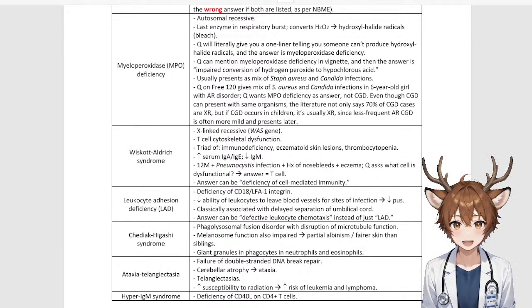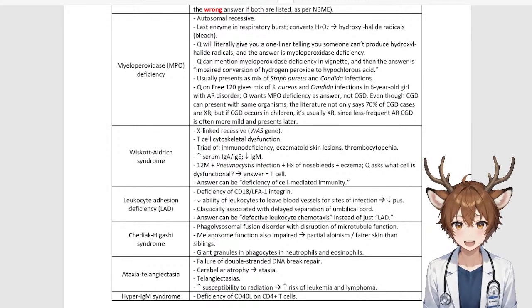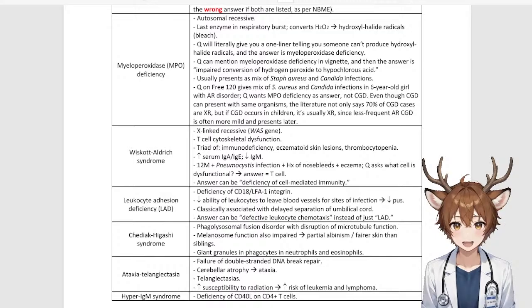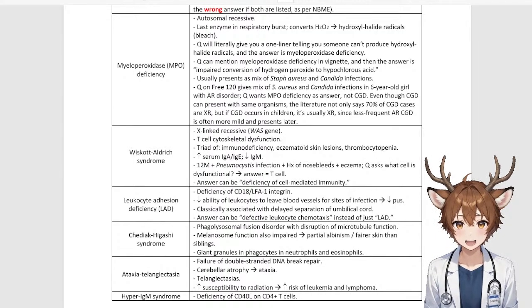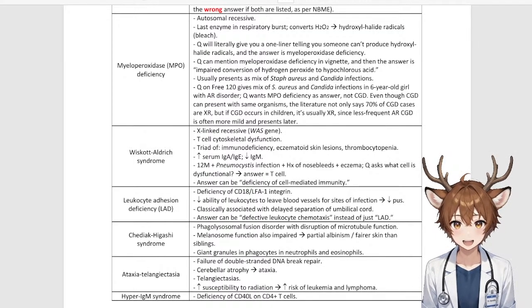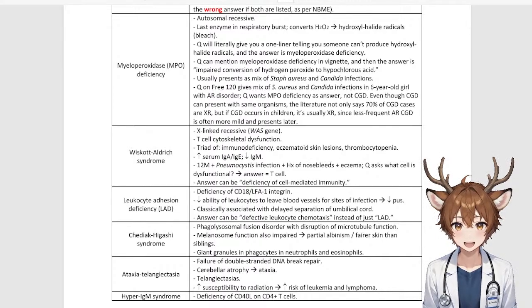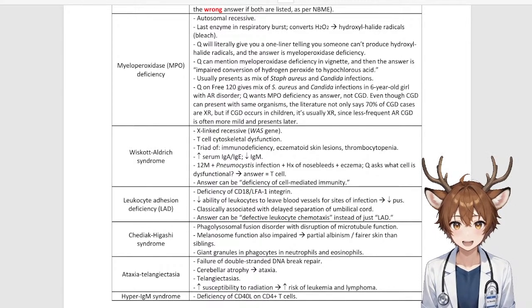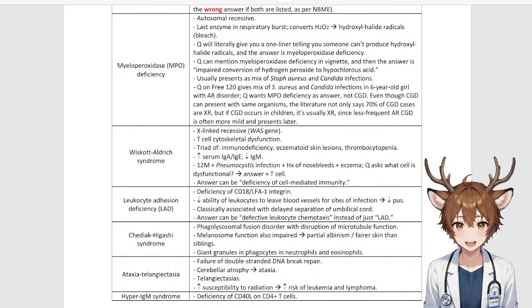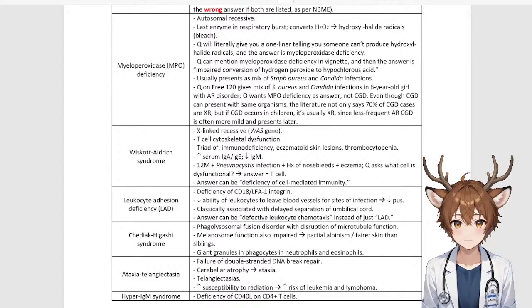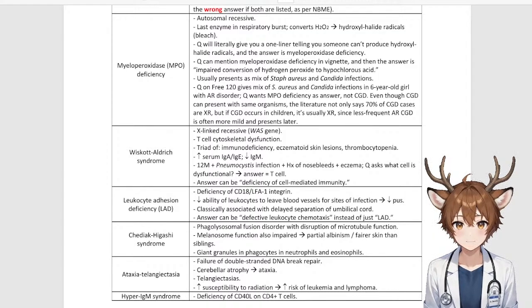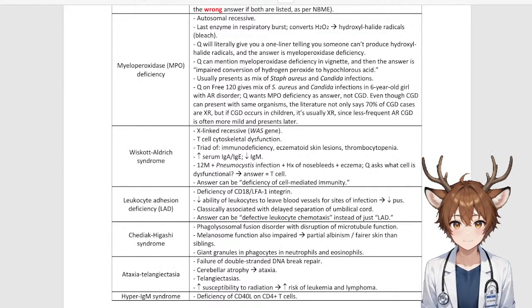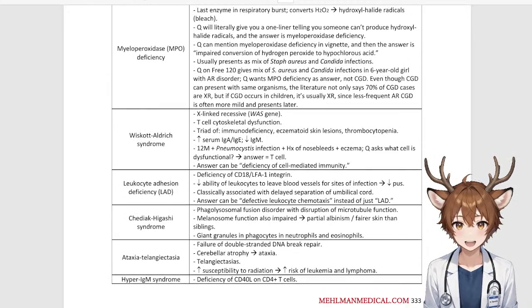Question on the free 120 gives you a mix of Staph aureus and Candida infections in a 6-year-old girl with autosomal recessive disorder. Question wants MPO deficiency as the answer, not CGD. Even though CGD can present with the same organisms, the literature not only says that 70% of CGD cases are X recessive, but if the CGD occurs in children, it usually is X recessive, since the less frequent autosomal recessive CGD is more often mild and presents later. So this is worse. MPO is worse.